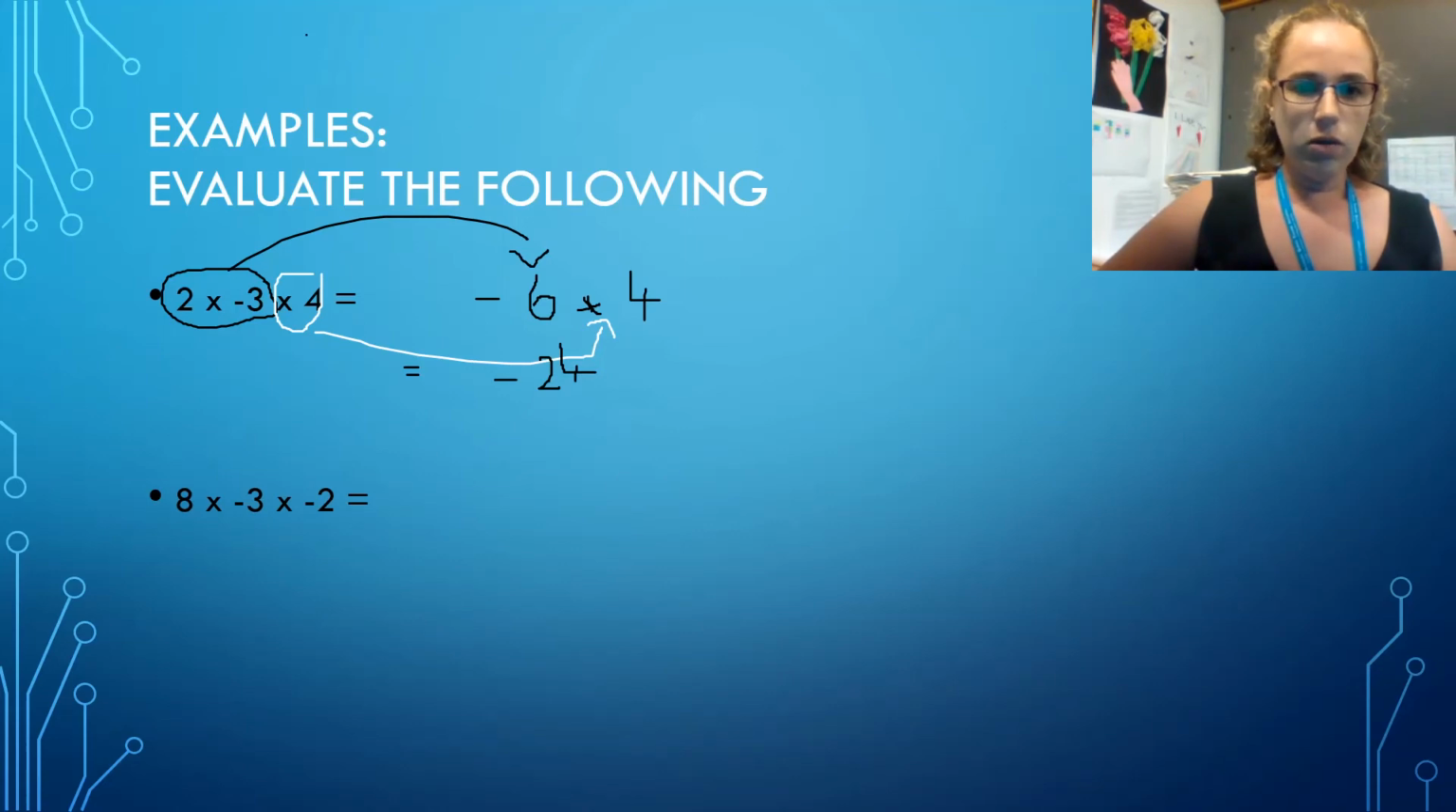We do the same thing with our next one. We've got two multipliers, so we deal with the first one on the first line of our working out. So we have positive 8 times negative 3. 8 times 3 is 24, and a positive and a negative is a negative.